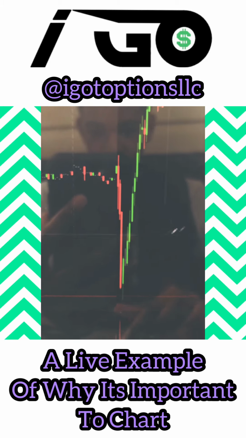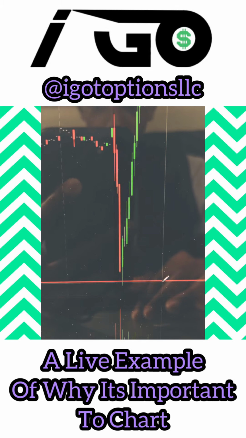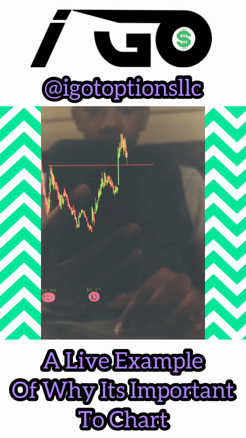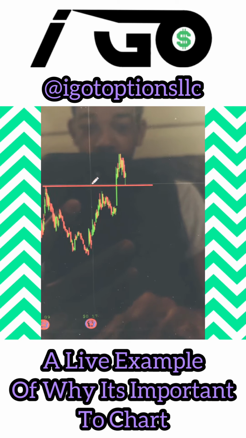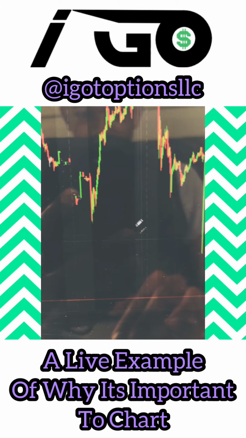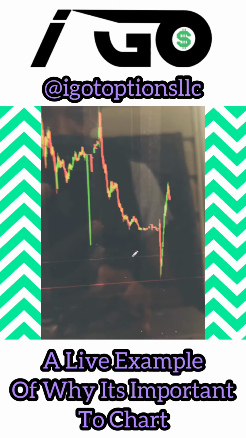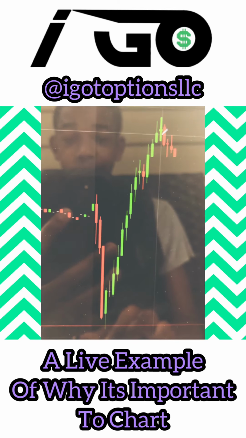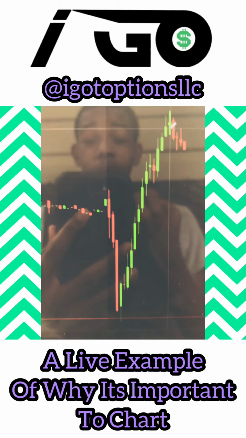Look at that. It touched this same line. I didn't draw this. This isn't a new line I drew. This is the same line from this daily chart right here. It's that same line. And look, you can see it right here. It touched this exact spot, and then it's starting to curl back up. That's why it's important to mark up your charts.